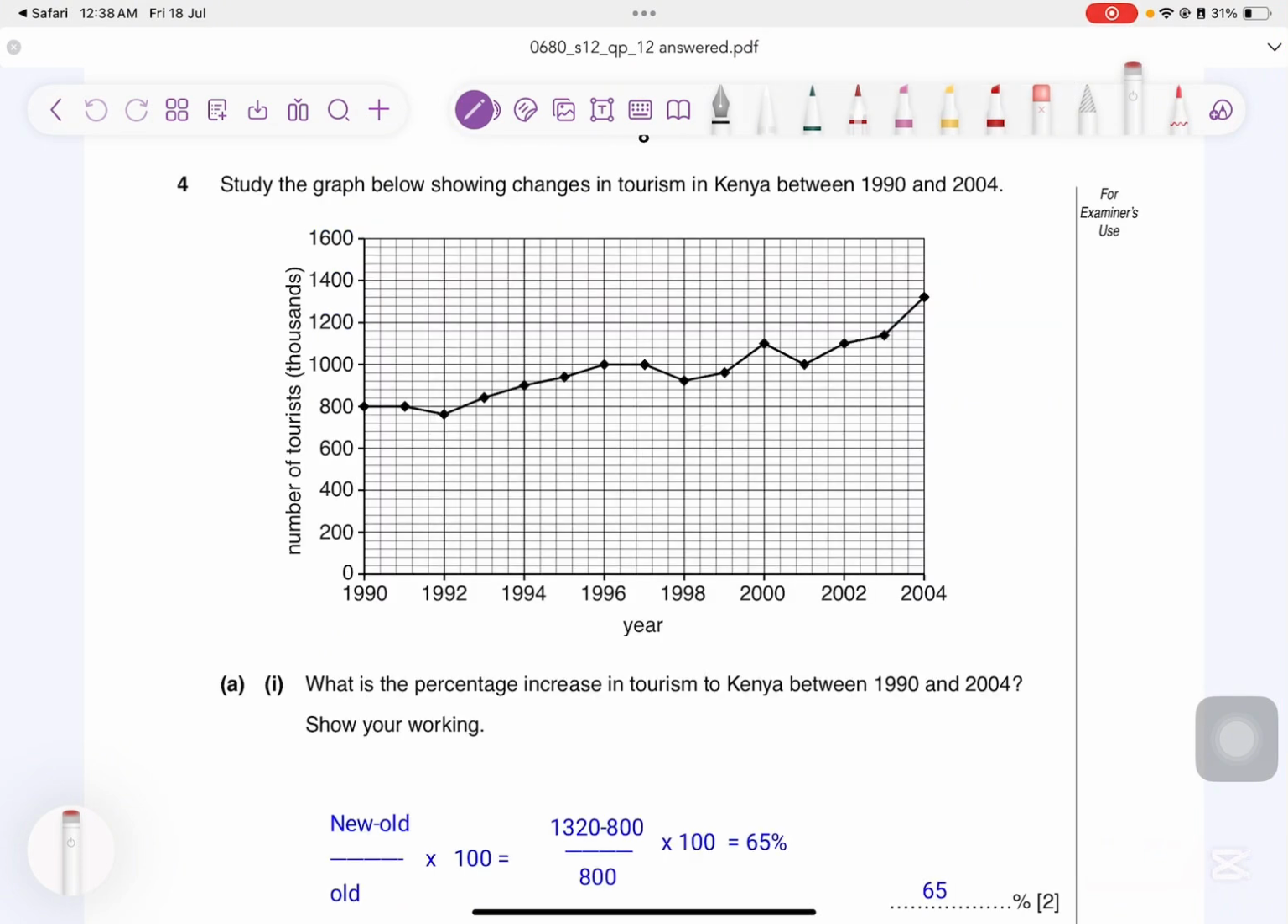Study the graph below showing changes in tourism in Kenya between 1990 and 2004. What is the percentage increase in tourism between that and this? As you can see, there is an increasing trend overall. There are little fluctuations, but overall the trend is increasing.